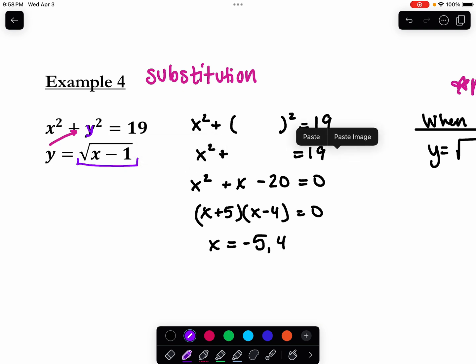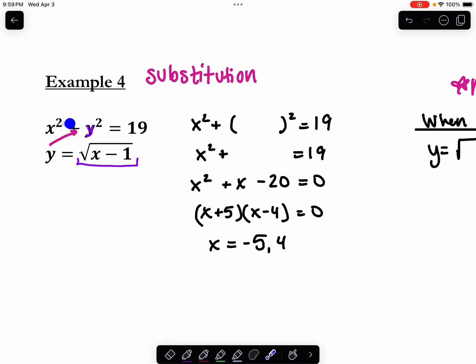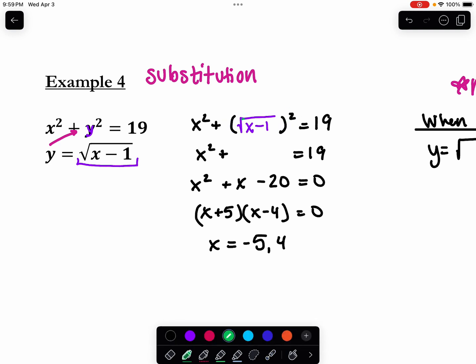And so as I rewrite this top equation, x squared plus y squared equals 19. I put parentheses around where y squared is, and inside I'm going to put the x minus 1. Okay, so I'm going to solve by substitution, substituting this expression in for y right here. Now what's really nice is this expression is being squared. So when you square a square root, they undo each other. So this is going to undo, and the x minus 1 is going to come out. And now I have a much nicer quadratic that I can solve.